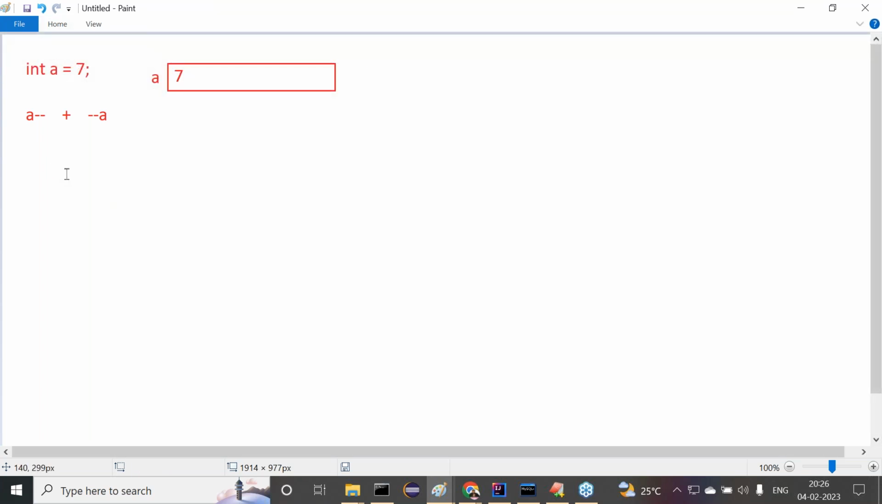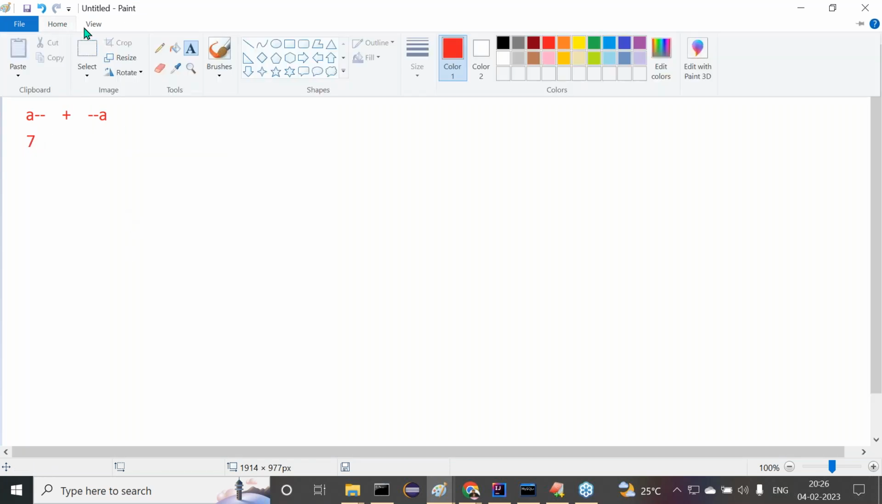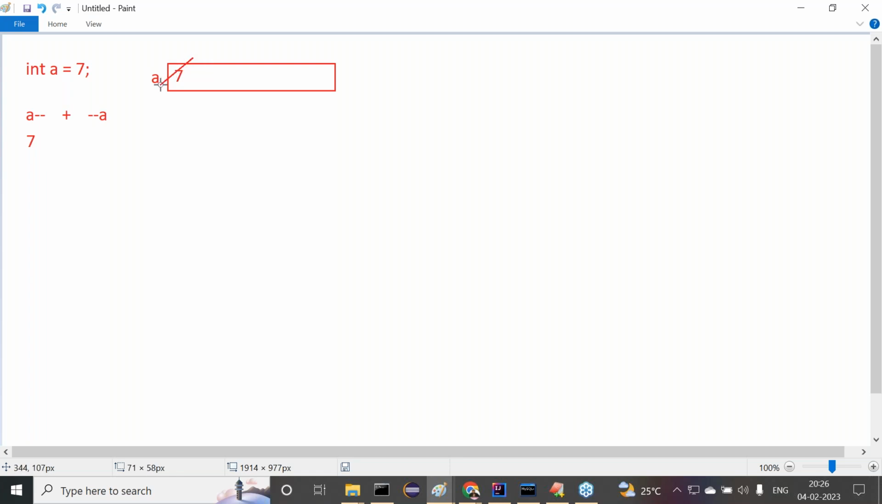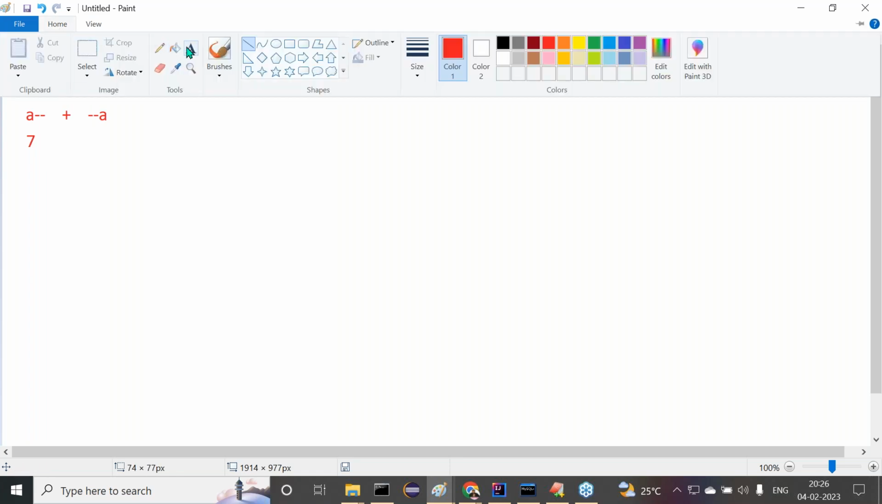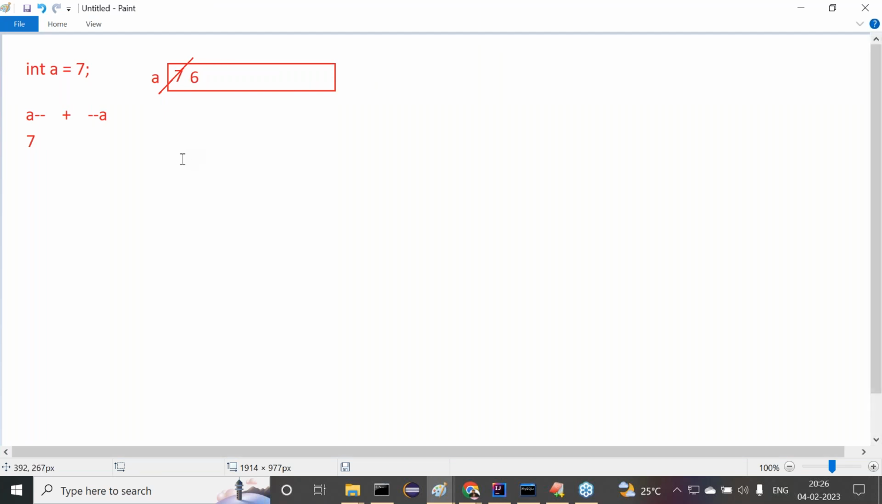First of all, we have to perform increment or decrement operations here. The first one is a minus minus. That is post-decrement. So the current a value will be participated, that is 7. But internally in memory, 7 will be decremented by 1. So what's the value here we are getting? 6. I think so. Here only you have done the mistake. We have not decremented. We just participated 7, but not decremented.